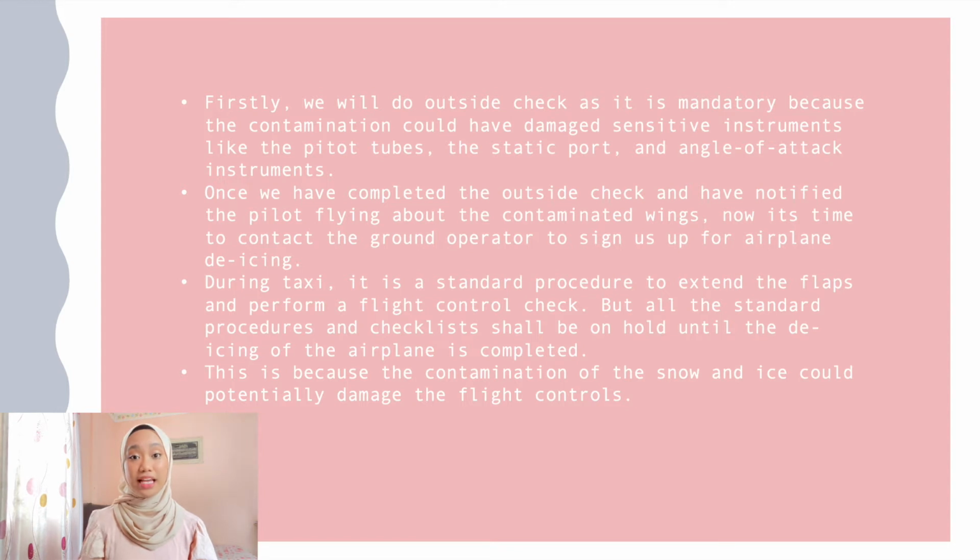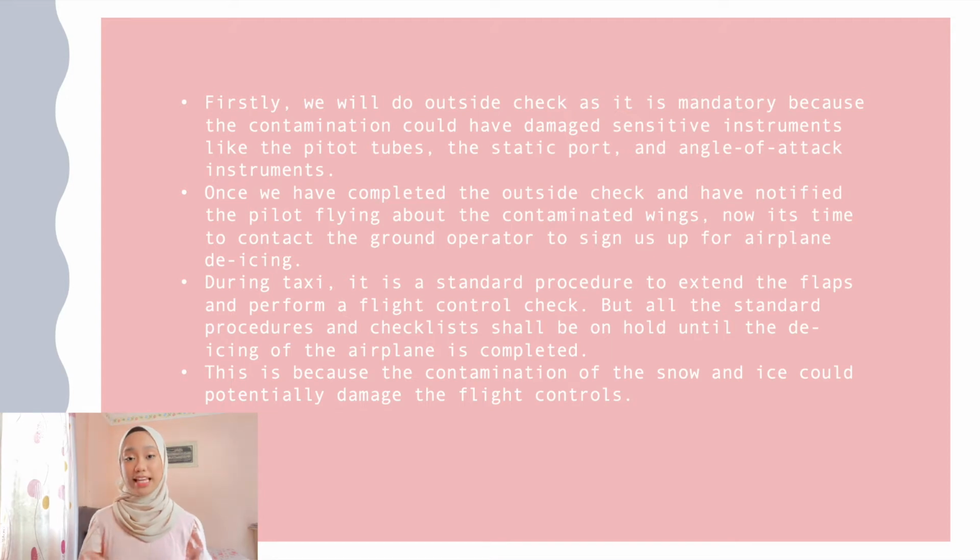Once we have completed the outside check and notified the pilot about the contaminated wings, it's time for us to contact the ground operator to sign us up for an airplane de-icing. During taxi, it is a standard procedure to extend the flaps and also perform the flight control check. But all the checklists and standard procedures must be on hold until the de-icing of the airplane is completed.